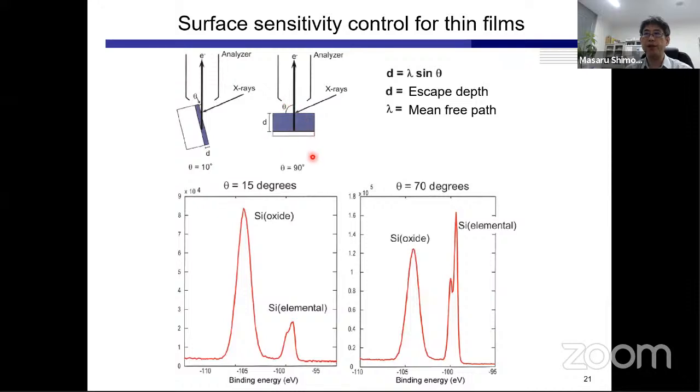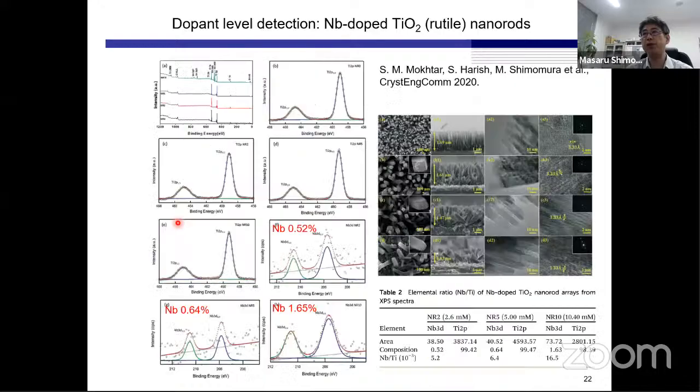If we use the magnetic lens, this is not available, because in this case, for example, at this angle, the photoelectron emitted is also collected by the magnetic lens and comes to the electron energy analyzer. So be careful about this point.